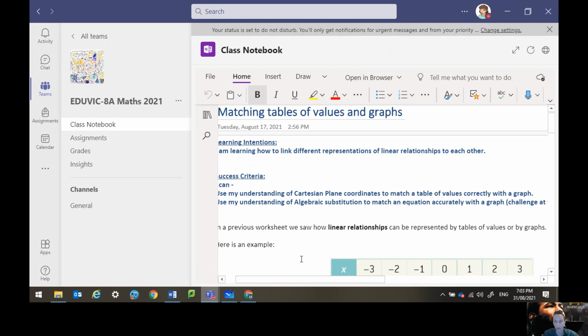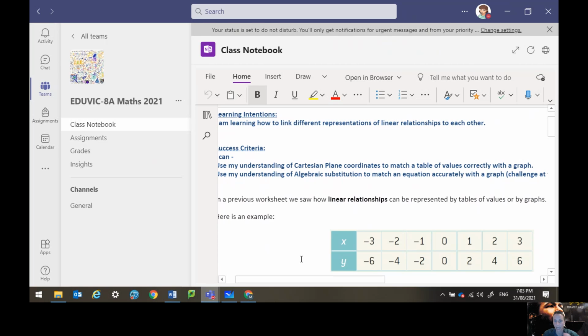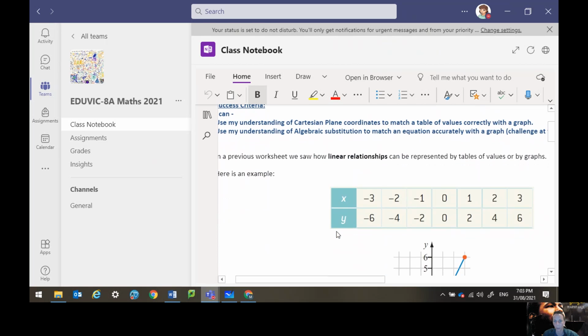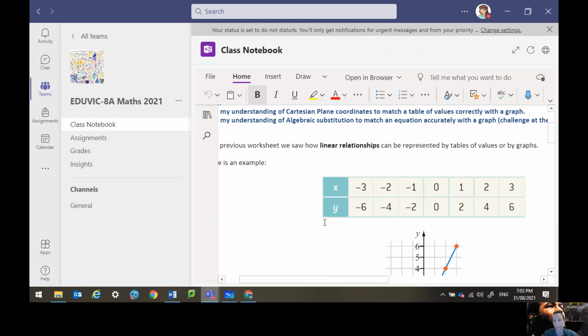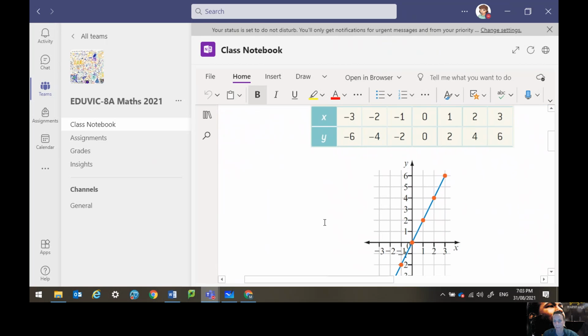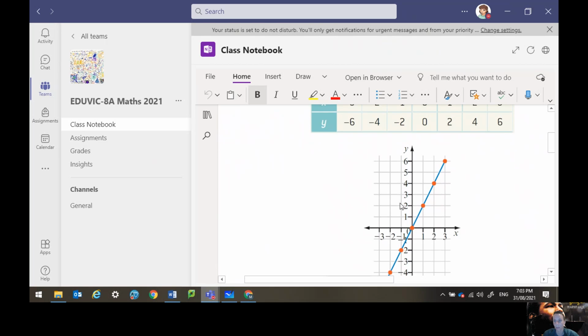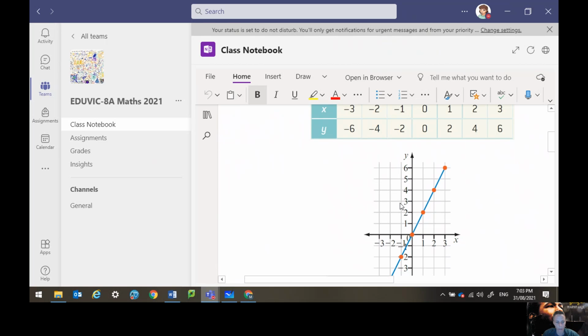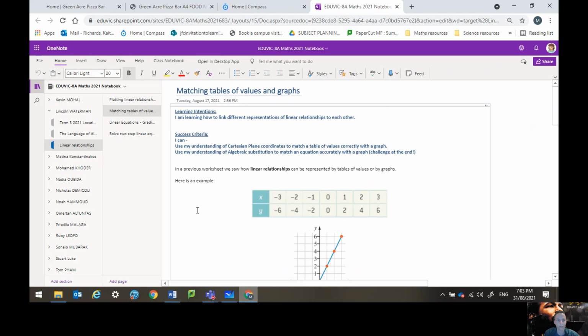So in the previous worksheets, you would have seen how linear relationships can be presented in tables of values, which is this example here, but also graphs. So let's have a look at this exact example here, and then I'll go to another one down the bottom of the worksheet as well. This table of values and the graph are both related. Let me see if I can zoom out. Maybe I'll just go to the OneNote version.